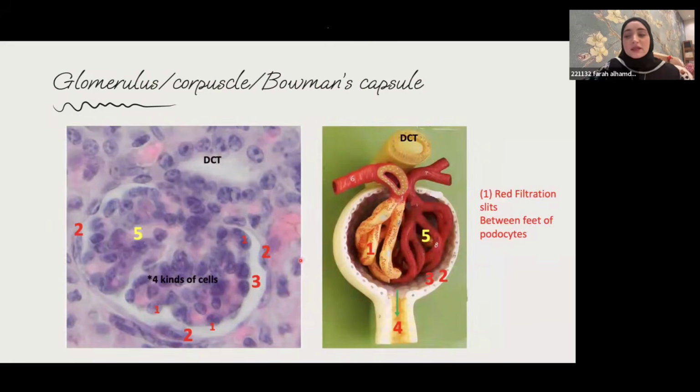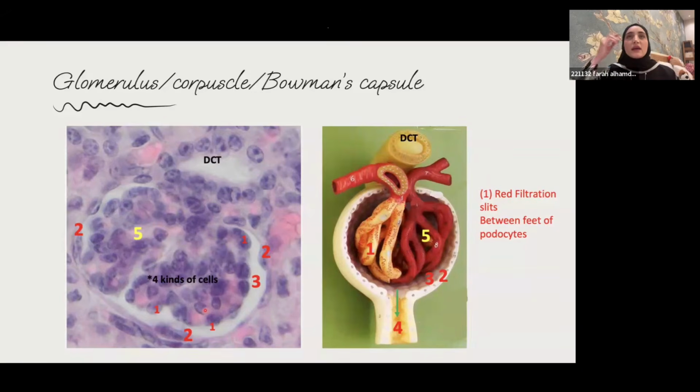This is another picture showing us all the different types of cells in the glomerulus, starting with the red blood cells. See all this pink stuff? I told you, whenever you see pink, a pink circle or whatever, this is the erythrocyte or red blood cells. You know that there's a capillary here. Okay, so these are red blood cells.